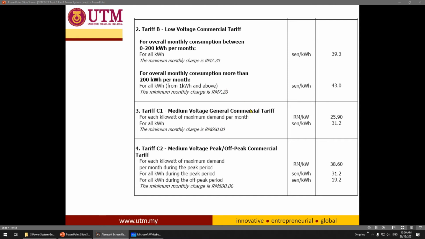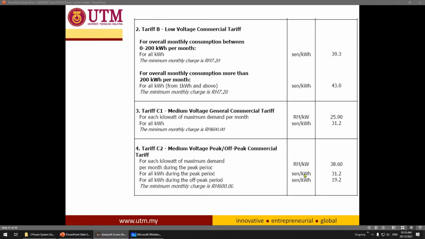So C1 is also almost the same. Maybe we will look at this later. You have to pay both. The maximum demand, you can see here RM per kilowatt, and then you also have to pay the energy. You have to pay the power and of course the energy. C2 is also almost the same. You have to pay the maximum demand per month during the peak period, and then you have to calculate the energy during the peak period and off peak period.